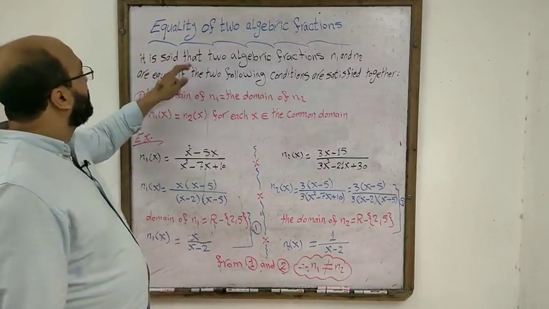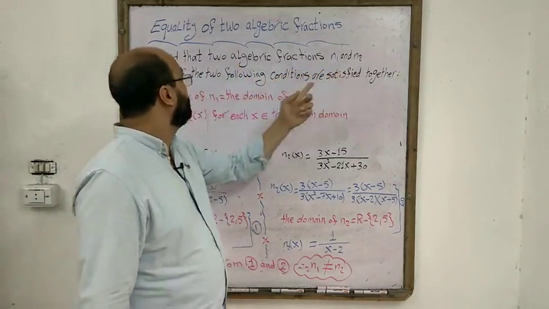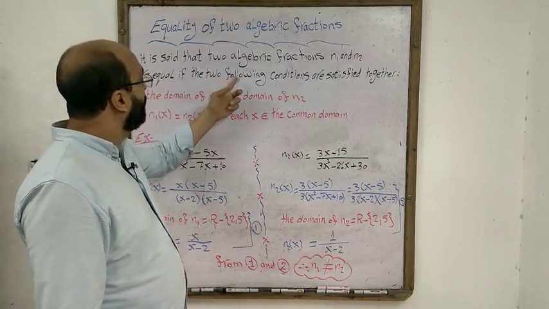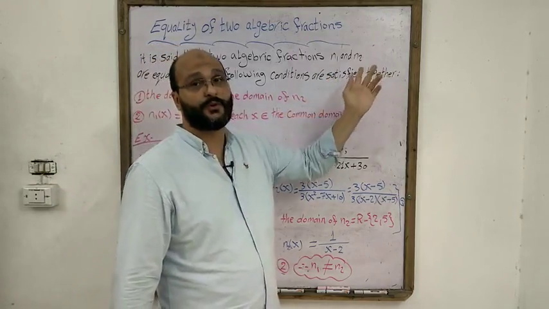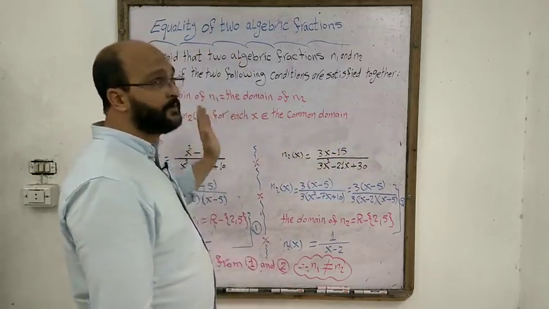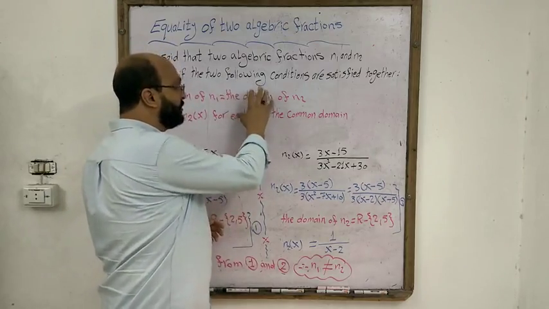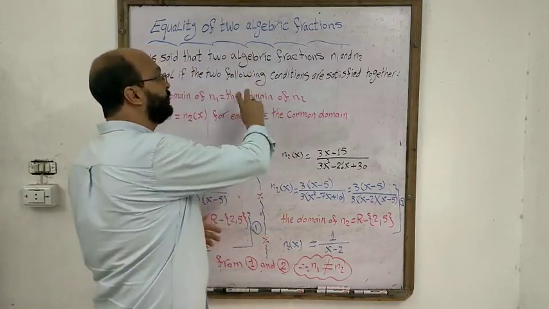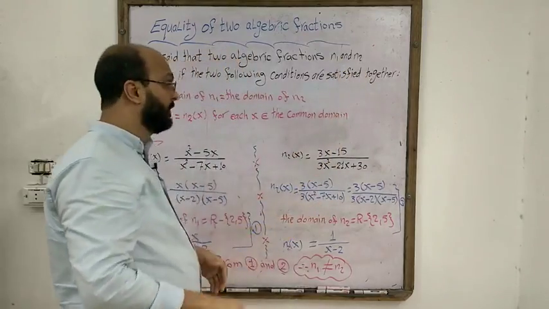It is said that two algebraic fractions n1 and n2 are equal if the two following conditions are satisfied together. One of them is not enough. We need to find the two conditions satisfied. Then we say that the two algebraic fractions n1 and n2 are equal.